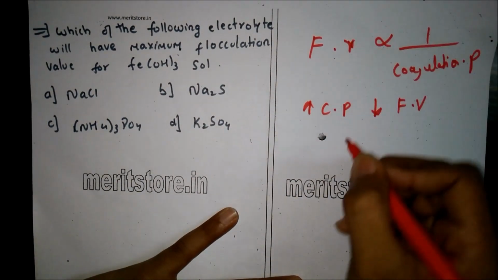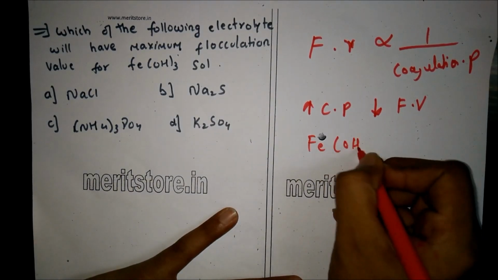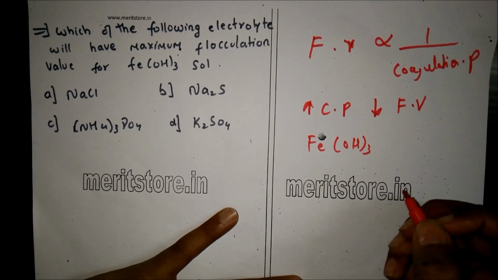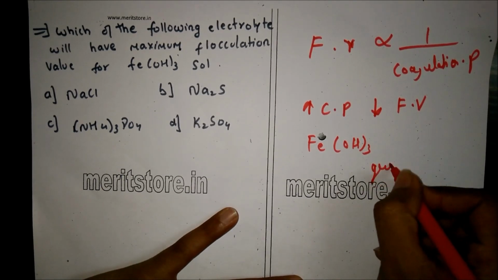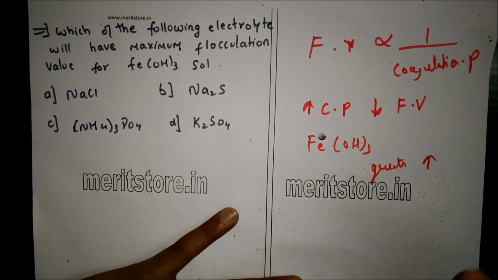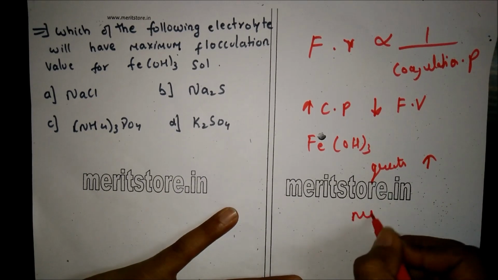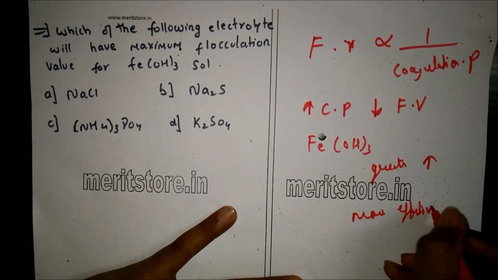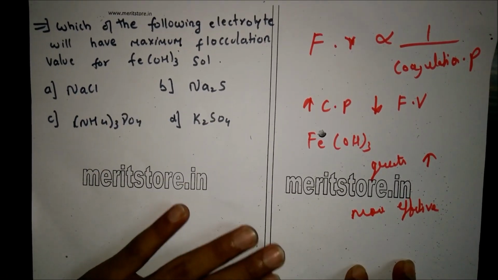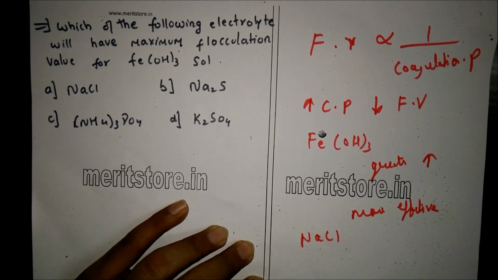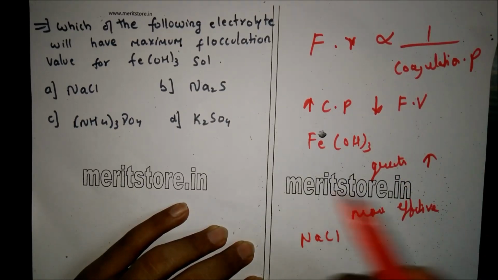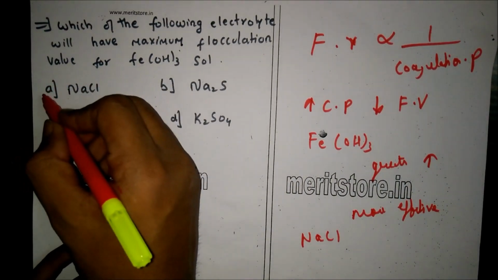Now, FeOH3 is a positively charged solution. According to the Hardy-Schulze rule, the greater the charge on the oppositely charged ion of the electrolyte added, the more effective it is in bringing coagulation. Therefore, among all four electrolytes, NaCl has the lowest coagulation power. Hence, it will have the highest flocculation value. Therefore, the correct answer is NaCl, which is option A.